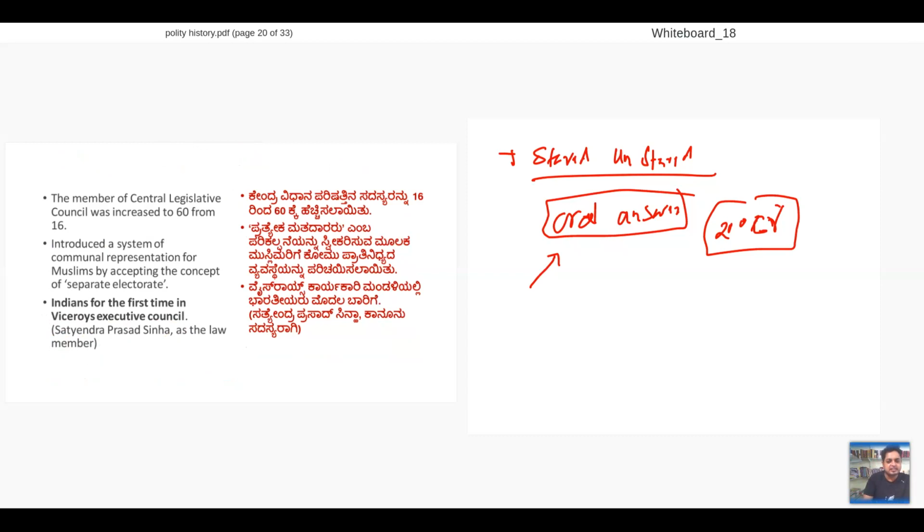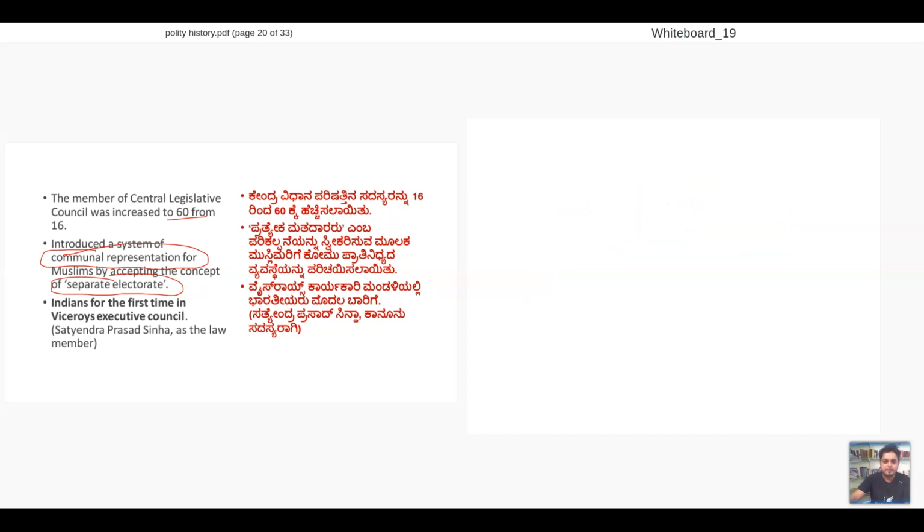Next, members of the Central Legislative Assembly will be increased. They introduced a system of communal representation and separate electorates. What is this communal representation?